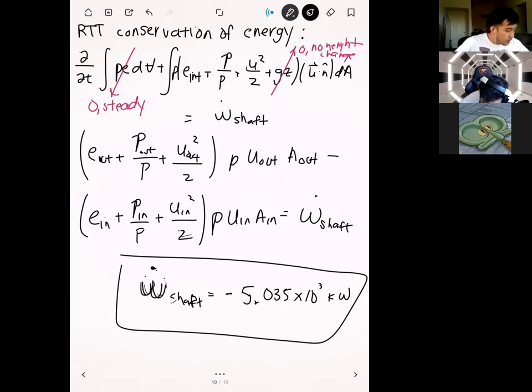And so you can see here that our answer is negative, right? And that's not by coincidence. The fact that our answer is negative means that energy is being extracted from the flow. So the fluid here is losing energy, and that energy is turning into shaft work, which we can use to produce electricity. And so whenever you have a turbine, the W dot shaft that comes out of it should be negative because the fluid is losing energy to the shaft.